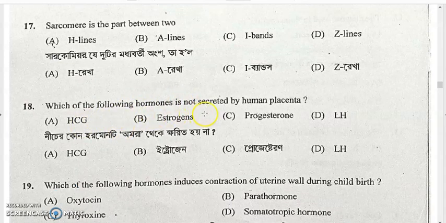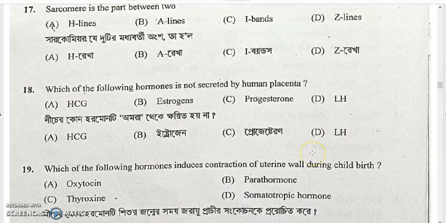Which of the following hormones is not secreted by human placenta? HCG, estrogen, progesterone, and LH. We know that HCG is human chorionic gonadotropin hormone. It is released by the placenta and is known as the pregnancy test hormone. Estrogen and progesterone are also released from the placenta. LH is released from the anterior pituitary, under GnRH, gonadotropin releasing hormone. So the answer will be option D, that is LH.